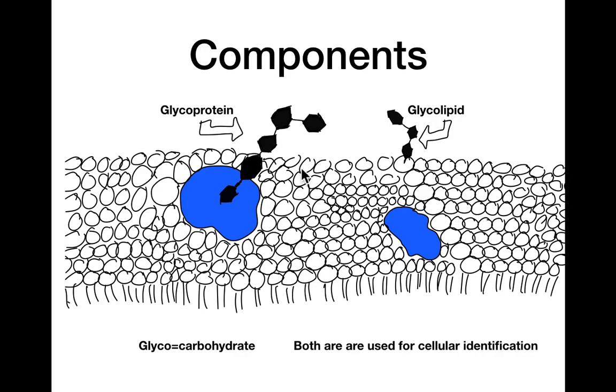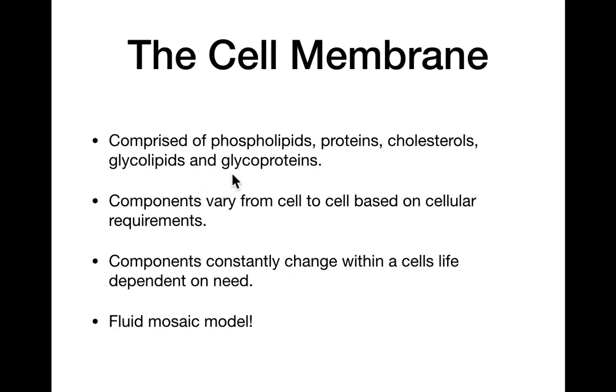Okay, and so hopefully everybody makes sense of these words. Again, glyco is in reference to the carbohydrate aspect of the molecule, and then the second part is, I hope, pretty clear. If it's a glycoprotein, it is half carbohydrate, half protein. Glycolipid is going to be half carbohydrate and half lipid. Okay, so the cell membrane is going to be comprised of phospholipids, proteins, cholesterols, glycolipids, and glycoproteins.